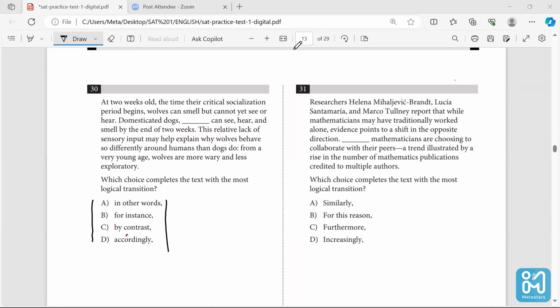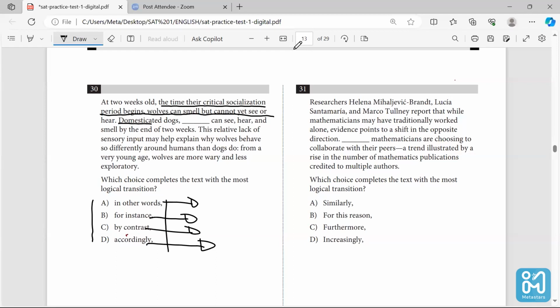Wait. You have to know the meaning of each word here. You have to know the meaning of each one. Jenna, stay with me. Don't go away. Right? Before you answer, you have to check each one of them. And then you have to look at the meaning of the first part of the sentence here. Wolves can smell but cannot hear yet.